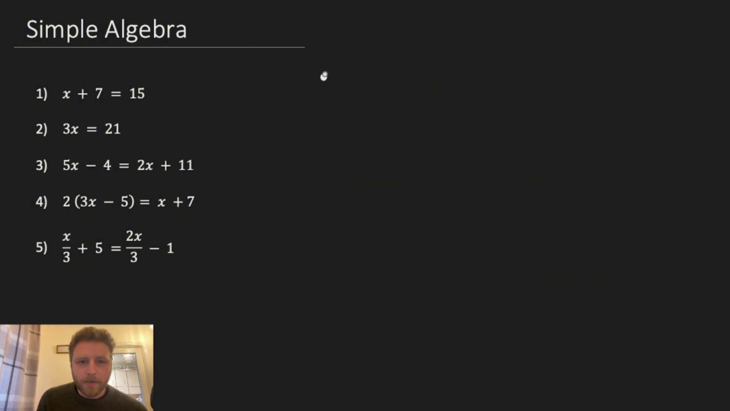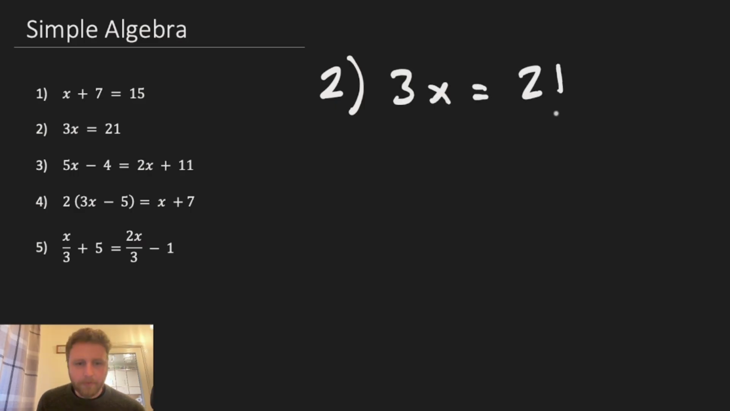So question number 2. There we have it. We have 3x is equal to 21. And again, that was very, very simple. So whatever we do to the left, we have to do to the right. So we want to get x on its own. So what do we do to get x on its own? Well, we have 3 of them. And so all we need to do is divide by 3. So that will give us divided by 3.